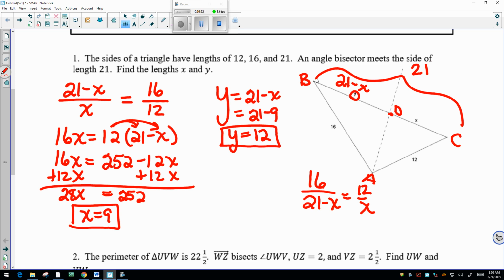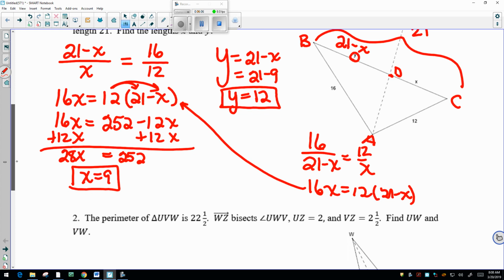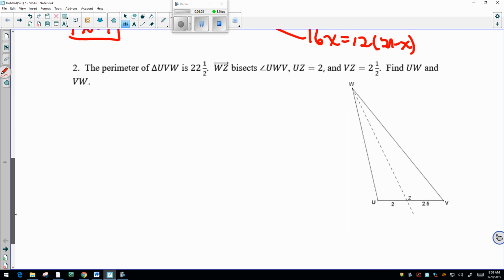And if you notice, the reason why, if we do that cross multiplying again, notice what you get. 16x is equal to 12 times 21 minus x. Same thing that we had over here. So that's why we can use that ratio, and we can solve that two different ways, setting that up two different ways.